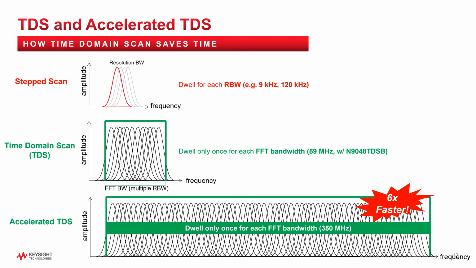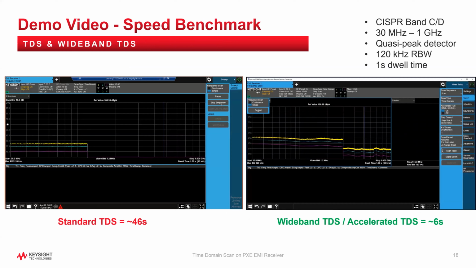Now, it's really hard to imagine this, so let me show you in the next slide a video of both the standard time domain scan and the wide time domain scan. As you can see, the wide time domain scan already finished within 6 seconds, and we're both measuring CISPR band C/D, 30 megahertz through 1 gigahertz, positive peak detector, 100 kilohertz RBW with 1 second dwell time. If this was a standard receiver, it would take a lot more time than even the standard time domain scan, which is still scanning at the moment. So even looking at standard time domain, even advanced time domain, it does save you a lot of time in your scans. I'm going to just let this finish quickly before moving to the next slide.